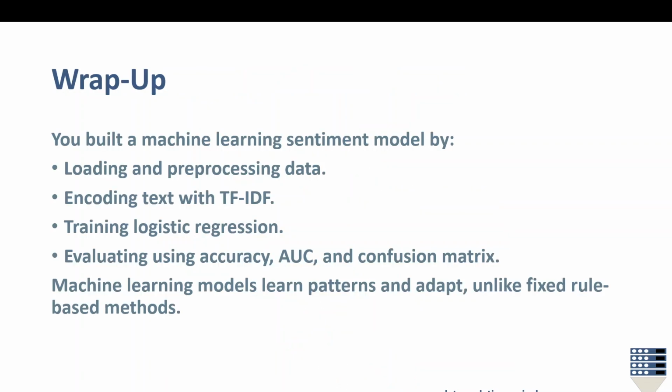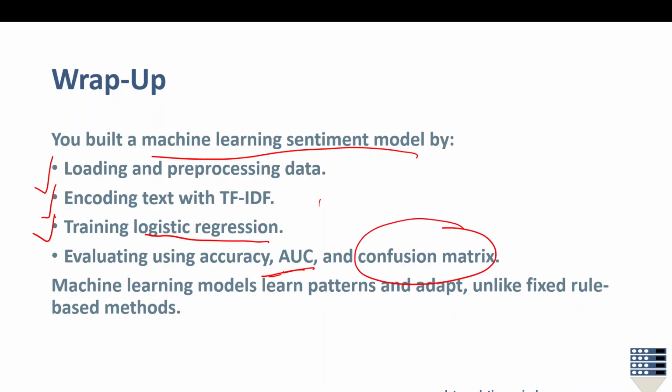We built a machine learning sentiment model by loading and processing data, encoding the text, and training a logistic regression model. There are other methods other than logistic regression that behave fairly similarly, but there are different subtleties for the different kinds of models. That again is something I cover in data mining with different types of classifiers. Evaluate using accuracy. Again, this is covered in data mining, the area under a curve method. The confusion matrix, I think, is generally the simplest method to look at the results.